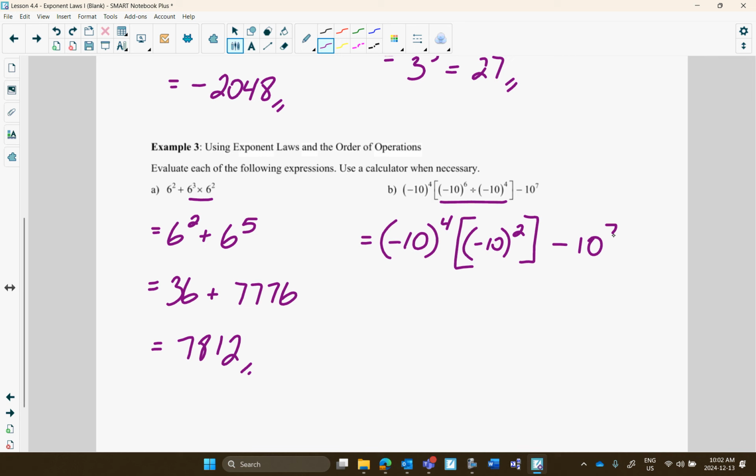What am I going to do next? The multiplication. And what do I get when I do this? -10 to the 6. -10 to the 7. There's no more exponent laws to do. There's no subtraction exponent law. We only subtract as if we're dividing. So I have to do this on my calculator.